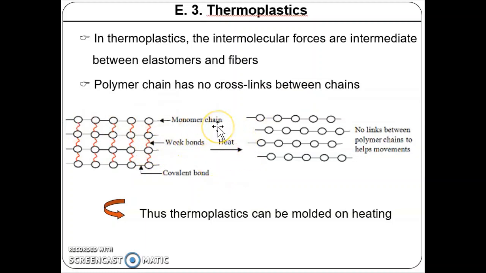While heating these thermoplastic polymers, these weak bonds are broken. So the polymer chains can move easily. Thus, these thermoplastics can be molded or reshaped by heating, giving these polymers their name: thermo for heat, and plastic for deformable.